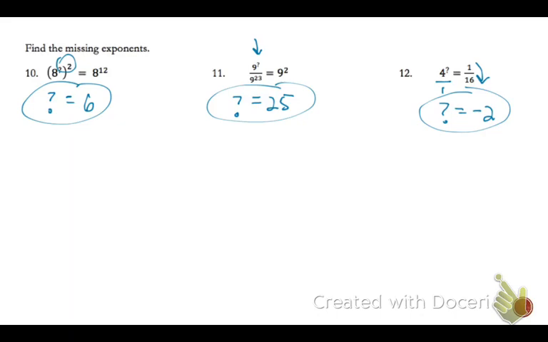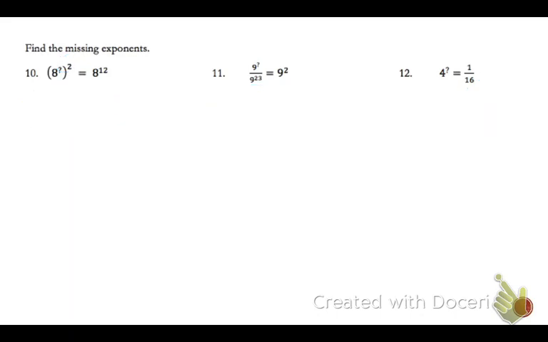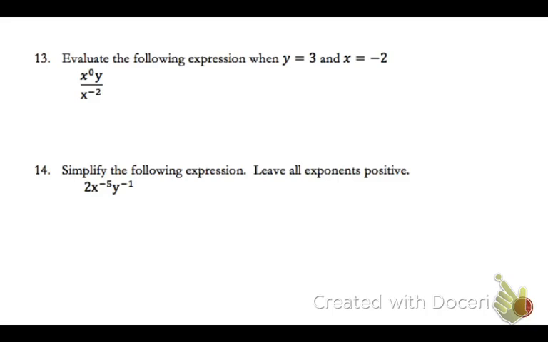And now let's look at numbers 13 and 14. So on 13, we want to evaluate the following expression, x to the 0 times y over x to the negative 2, when y is 3 and x is negative 2. So first let's simplify this expression.